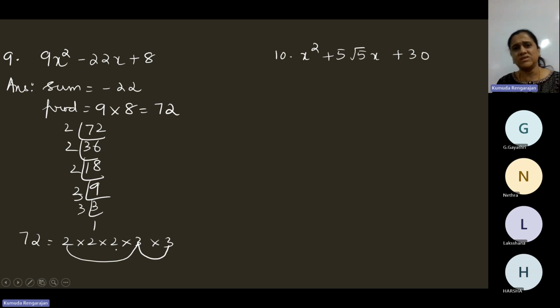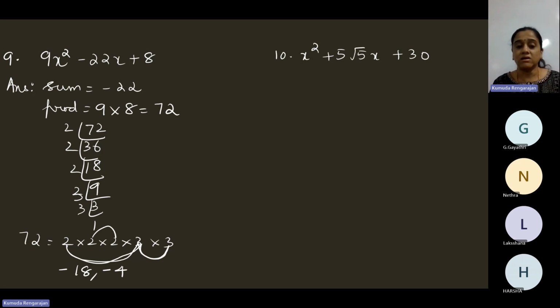You can use the numbers in any order, but you should make use of all the factors here. So 2 3s are 6, 6 3s are 18. 18 is one number, and 2 2s are 4 is the other number, and both negative. Minus 18, minus 4. Because minus 18 minus 4 gives minus 22 as the sum, and minus 18 into minus 4, minus into minus plus, 18 4s are 72, the product.